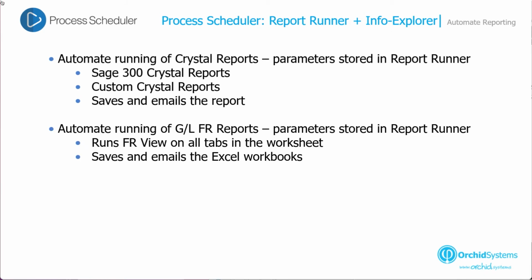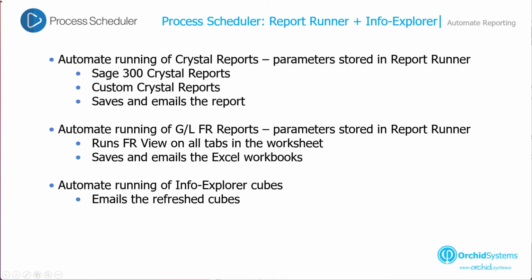You can also automate the running of GL-FR reports. The parameters are stored in Report Runner, and Process Scheduler runs the FR view on all the tabs in the worksheet. The worksheet is then saved, and the Excel workbook is emailed to the configured recipients. And when scheduling the refreshing of Info Explorer cubes, the Info Explorer cubes are refreshed and emailed to the appropriate recipient.